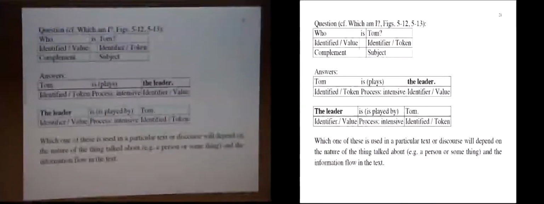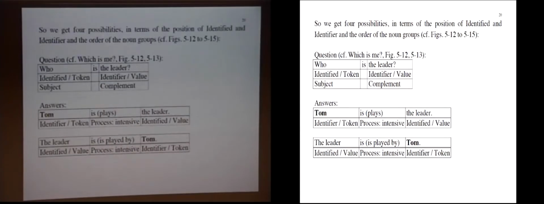But if you're asking who is Tom, then you could answer Tom plays the leader or the leader is played by Tom. And in this case, you can see if we change the verb to play instead of be, it has a passive form. You can't say he is being something, but you can say he is playing something. So like he is playing, the leader is played by Tom. So here you can see that having the identifier, which is also in this case the value, I guess I have to talk about value and token.